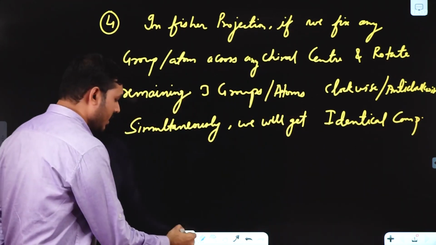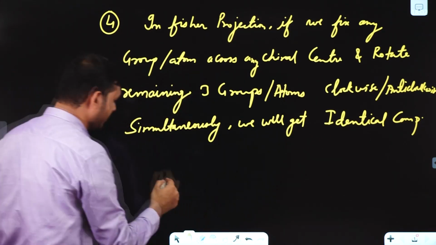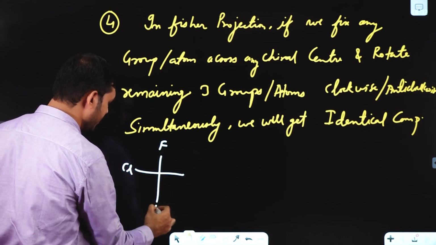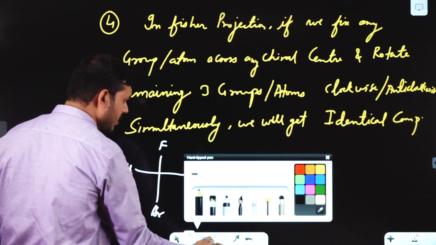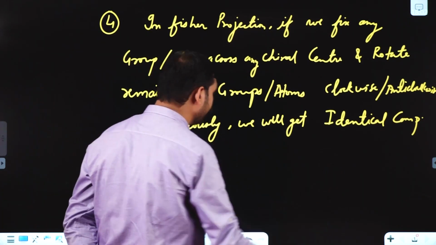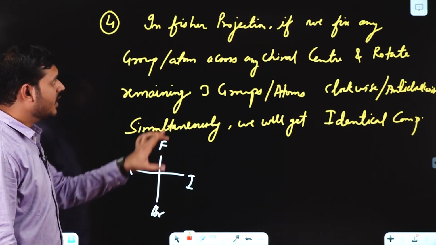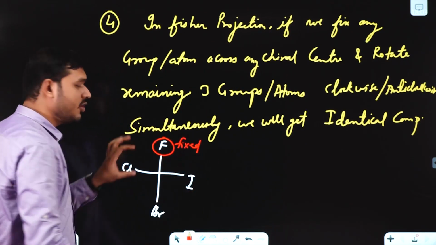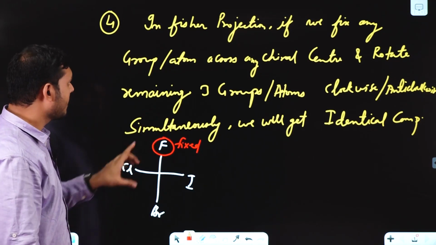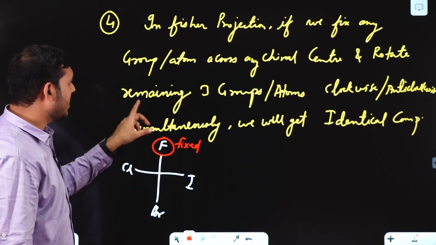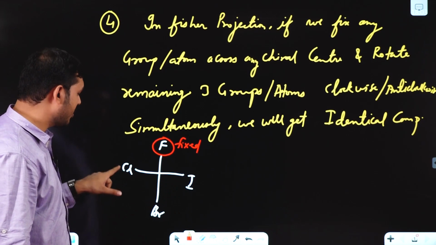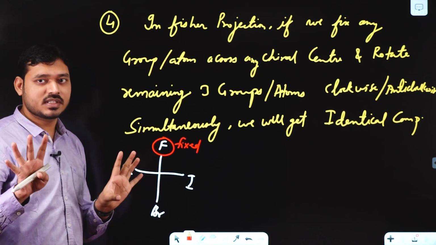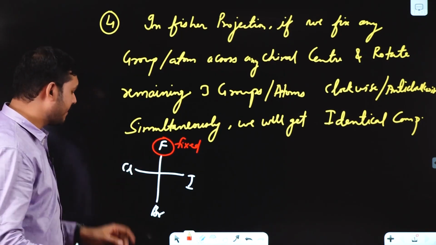Okay, let's see this with an example. Suppose this is fluorine, chlorine, bromine and iodine. Now check the rule. The rule says in a Fischer projection, if we fix any group or atom, let's fix this one. Fixed means you are freezing this part, across any chiral center, and rotate the remaining 3 groups. These 3 groups or atoms we are rotating clockwise or anti-clockwise. So I will check both cases, both clockwise and anti-clockwise.